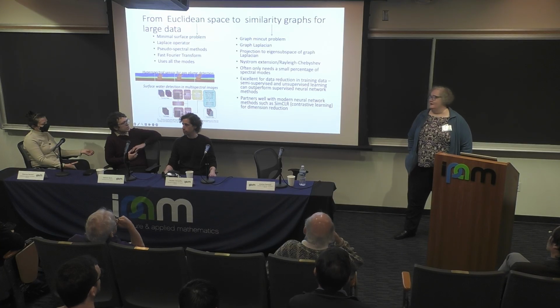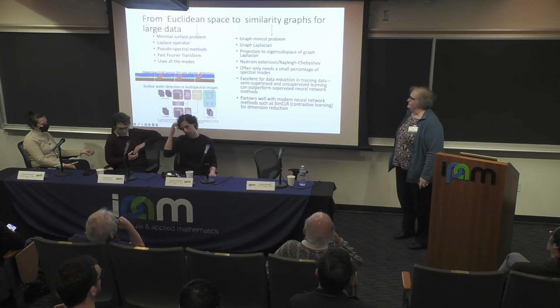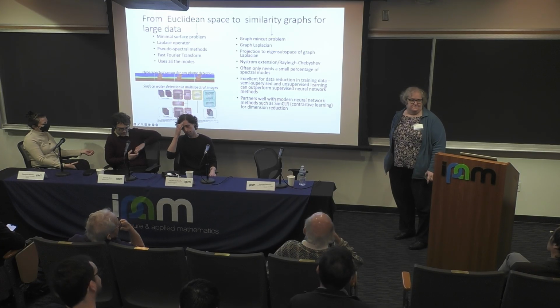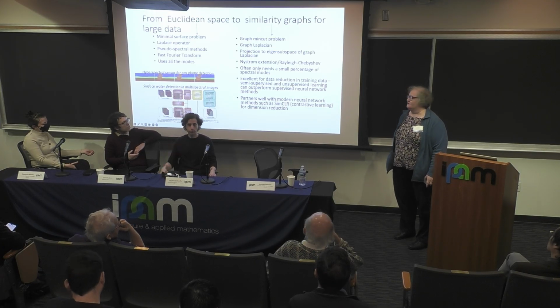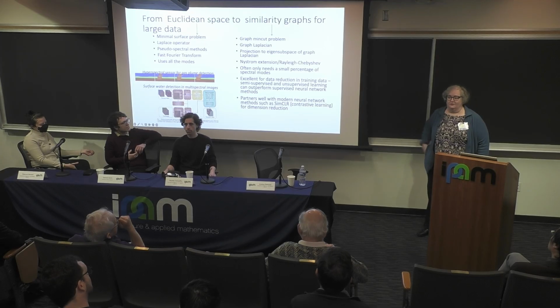But we can now look at this as sort of a discrete analog of the minimal surface problem in Euclidean space. And then it turns out that all these beautiful algorithms from Euclidean space, many of them have analogs in the discrete problem. So for example, we don't have the FFT, but we can try projecting onto eigensubspaces of the graph Laplacian.